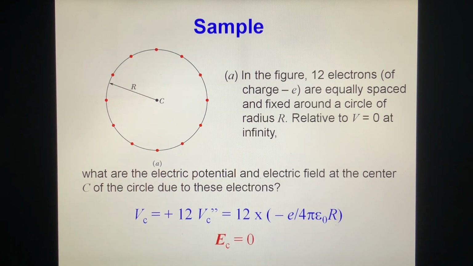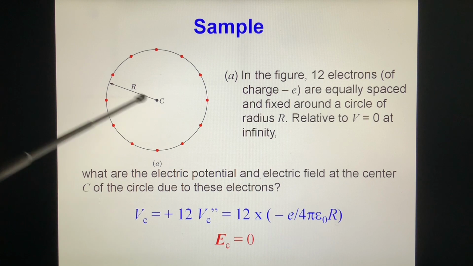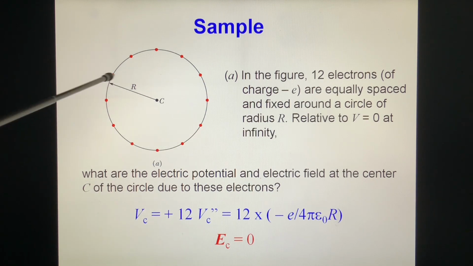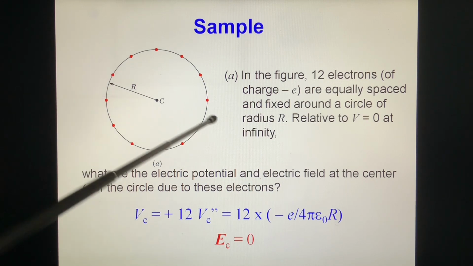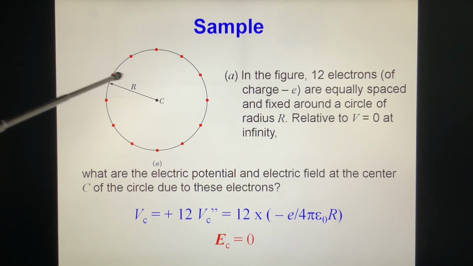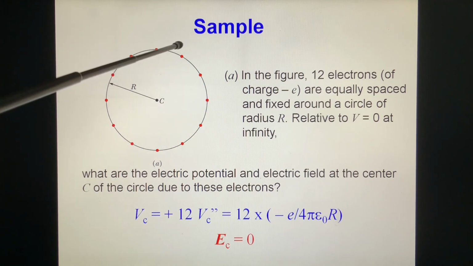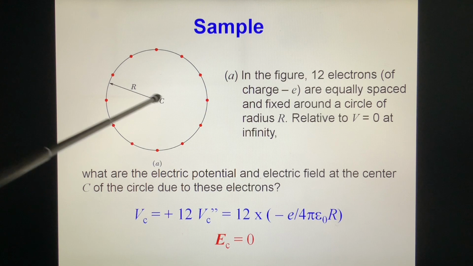And E, look at these 12, they are arranged symmetrically. So this one and this one put together is 0 because they are on the same line. This one and this one, E is 0. So the final E is 0 by symmetry.